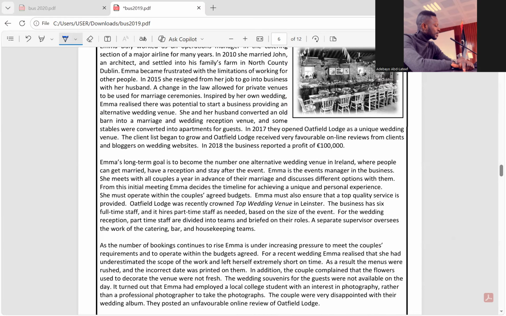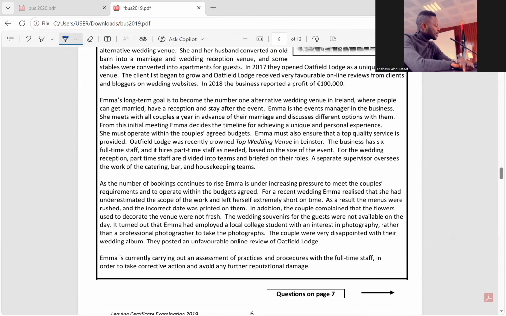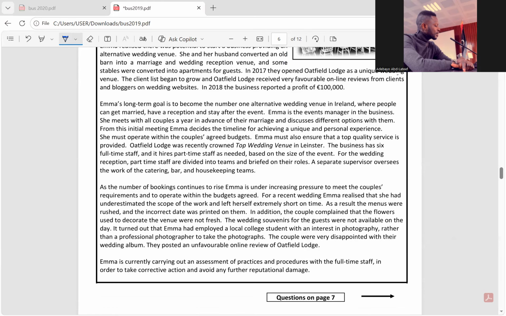So she and her husband converted an old barn into a marriage and wedding reception venue, and some stables were converted into apartments for guests. In 2017, they opened Oatfield Lodge as a unique wedding stables venue. The client list began to grow, and Oatfield Lodge received very favorable online reviews from clients and bloggers on wedding websites. In 2018, the business reported a profit of 100,000. That is the reward for an entrepreneur. Emma's long-term goal is to become the number one alternative wedding venue in Ireland, where people can get married, have a reception, and stay after the event.